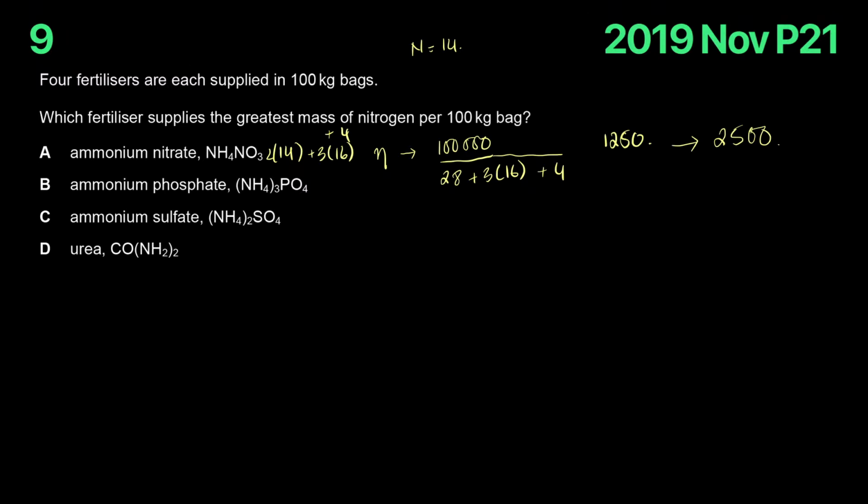For B, let's change the color. For B, same thing, moles is equal to 100,000 divided by the MR. Ammonium is 17, multiply that by 3, plus phosphorus, I don't know its MR, but 64. And what's phosphorus? Periodic table. Nitrogen has more number of moles. Nitrogen has more number of moles?